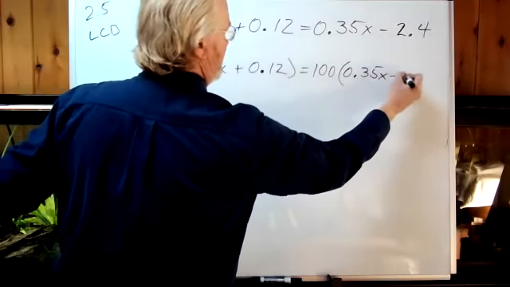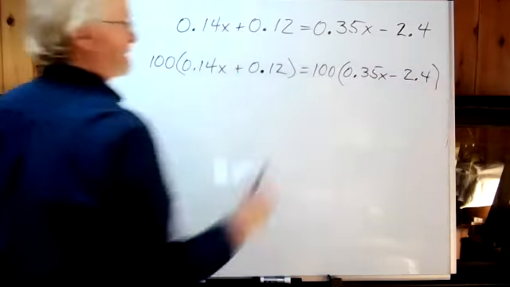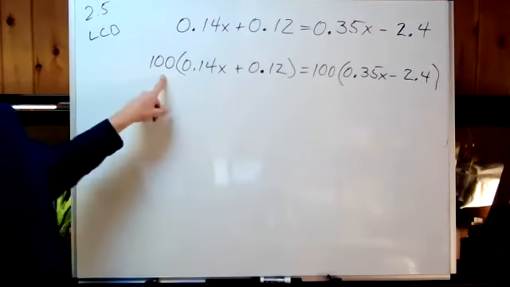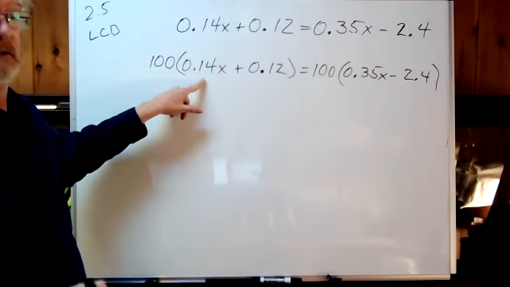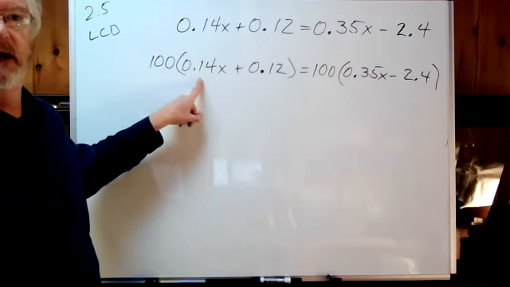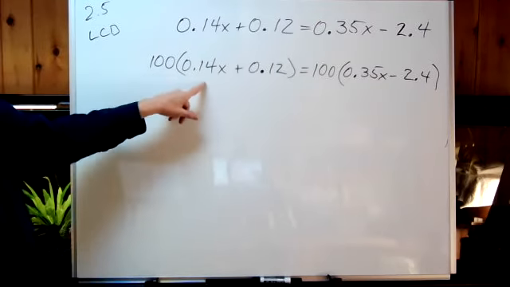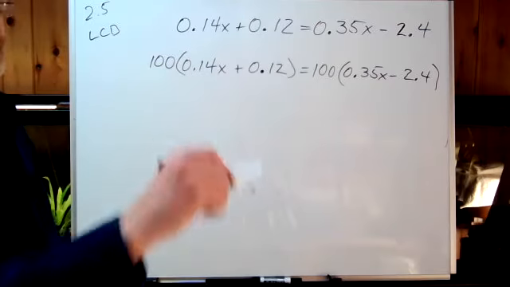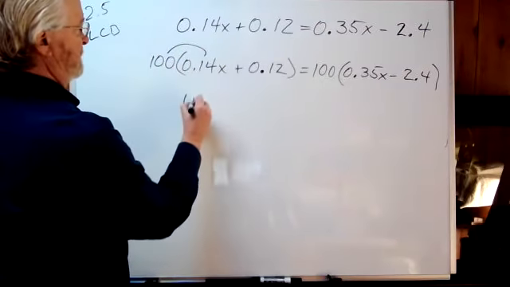Again, the nice thing about multiplying decimal values by powers of 10 is that, if you're comfortable with it, of course you can plug it in your calculator, but it's just how many zeros means how many places do I move that decimal point. If I do 100 times 0.14, I move it over 2 places. 100 times that number turns into 14x.